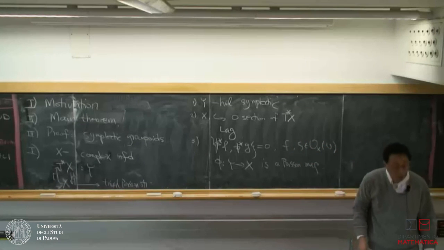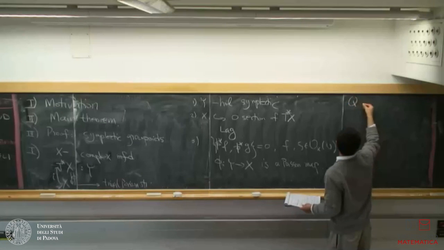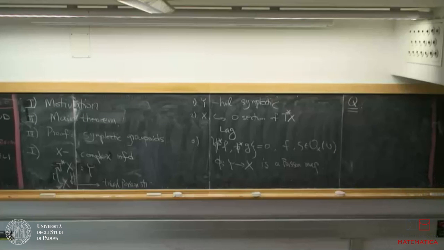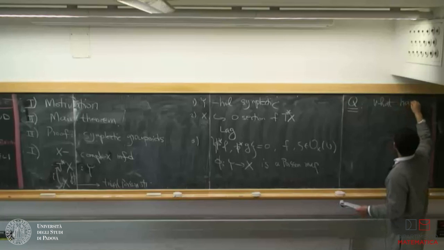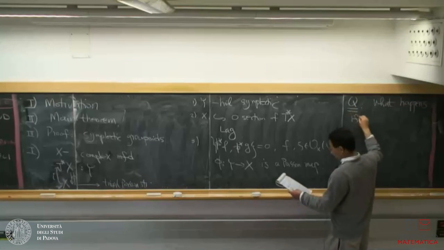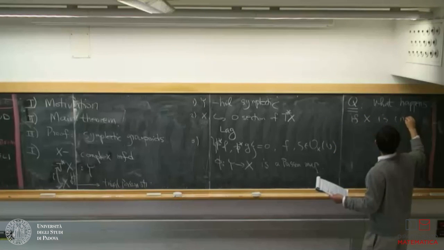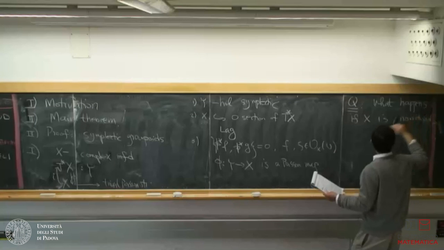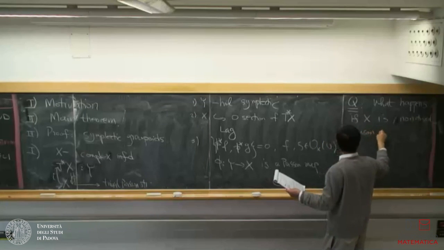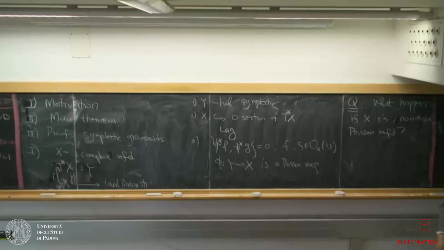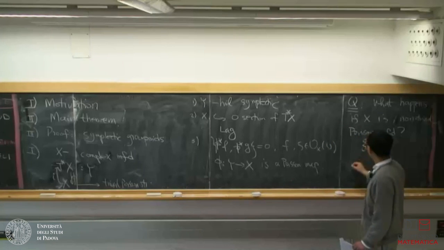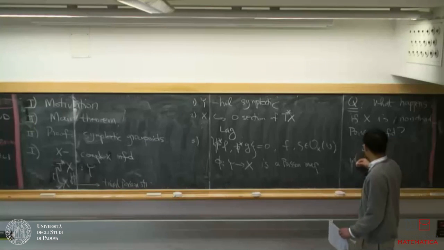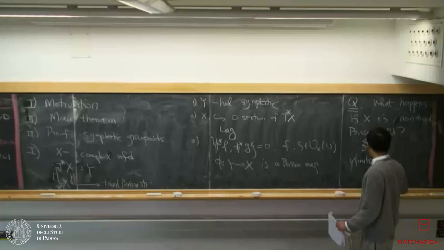All right, so what are the questions? What I want to do here is, what happens if I change X, a kind of deformation of X? So what happens if X is non-trivial? I will get to it. What is the definition of a Poisson manifold? So in some sense, a Poisson manifold is kind of an infinitesimal deformation.